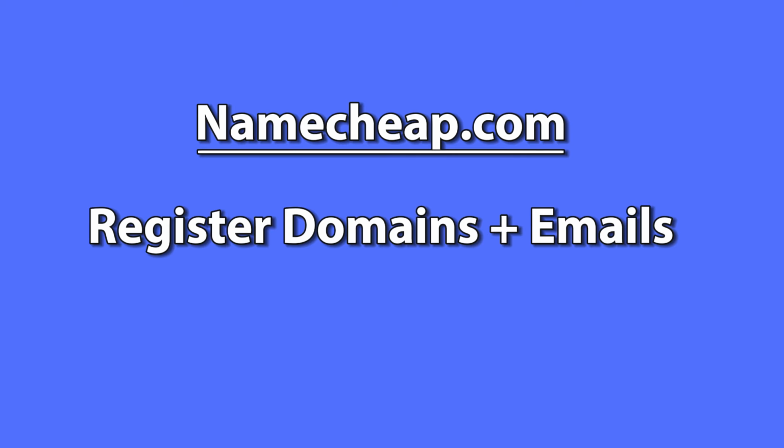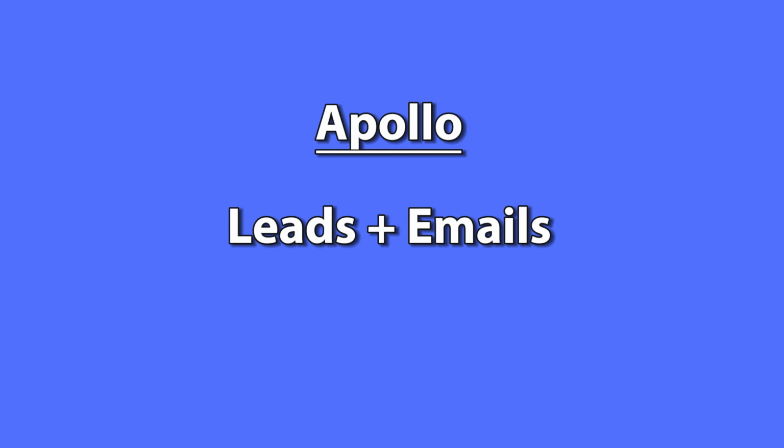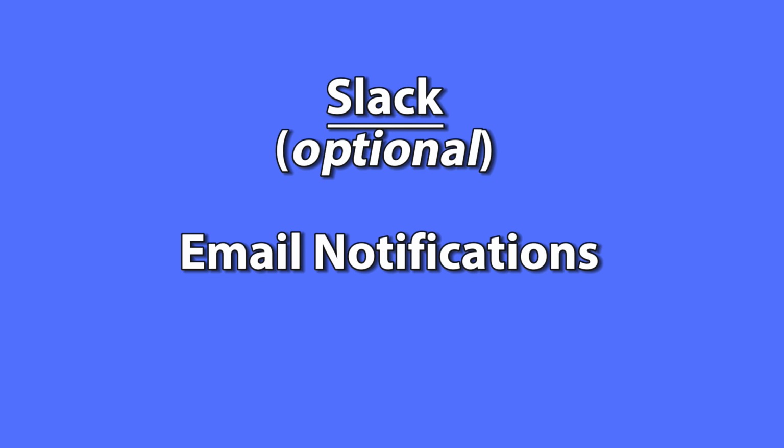To do this, the software tools and websites that we're going to be using will be Namecheap.com for registering domains and emails, Smartlead.ai to warm your domains, manage all of your email addresses, and send out all of your email campaigns, Apollo.io to actually find the email addresses that you're going to be sending to, and optionally, you can use Slack so you can get notifications for every email response you get on your cold email campaigns.